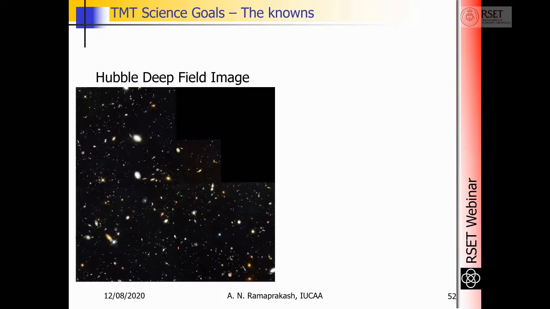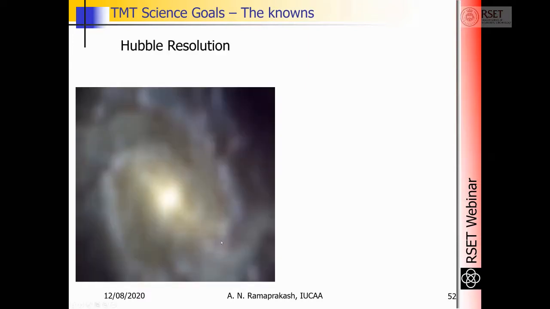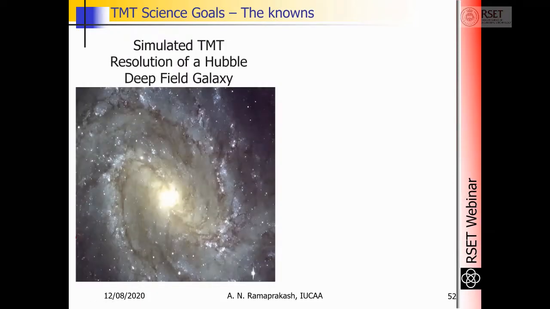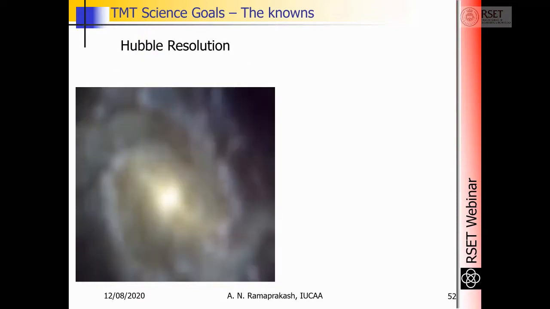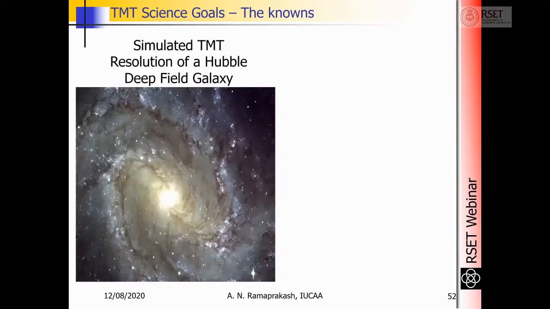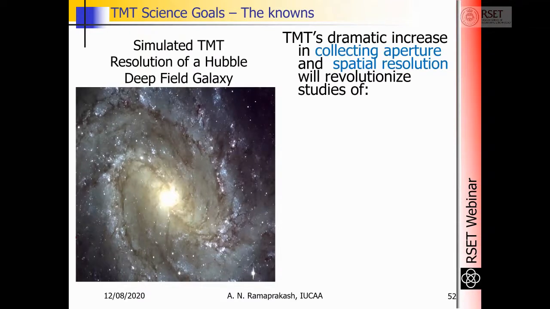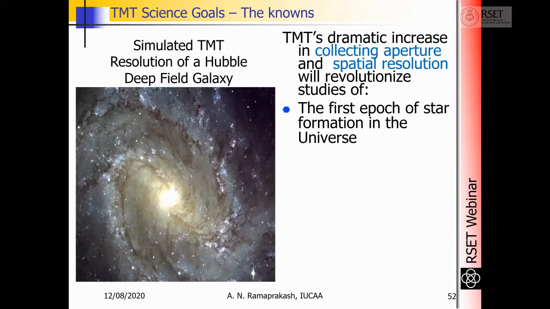Now, if we take one galaxy and zoom into that galaxy, this is the detail at which Hubble is going to see it. But if you look at the same galaxy with TMT, the 30-meter telescope, this is the detail it's going to see. You can see the real bright black hole-driven activity in the center, the arms of the galaxy, the dust lanes, the individual star-forming regions, a huge amount of detail compared to the best you can achieve today with Hubble. So that is the kind of major challenge which TMT is going to address.